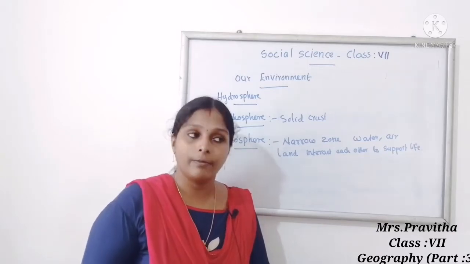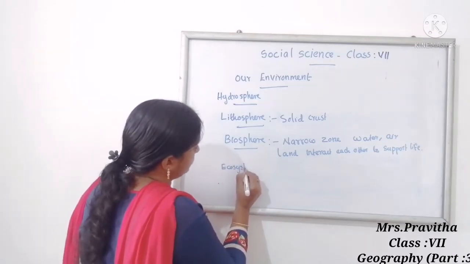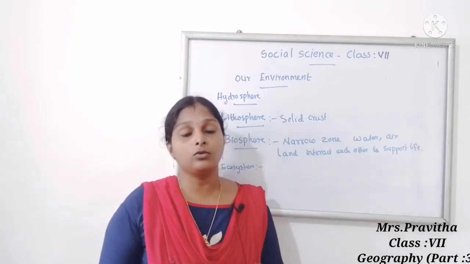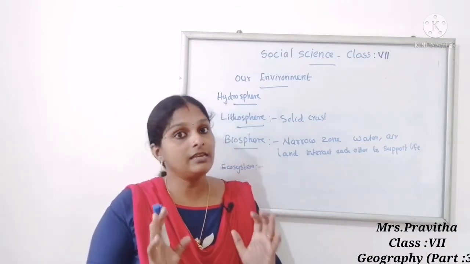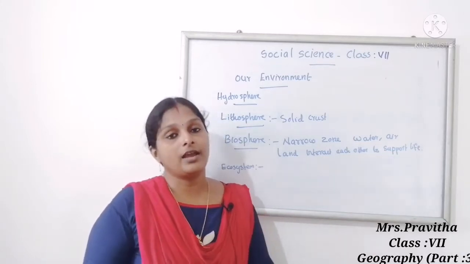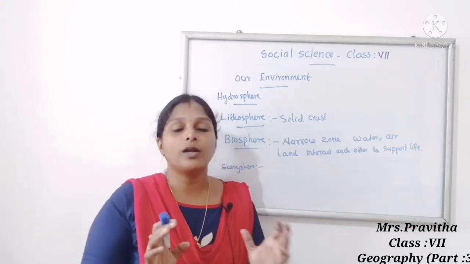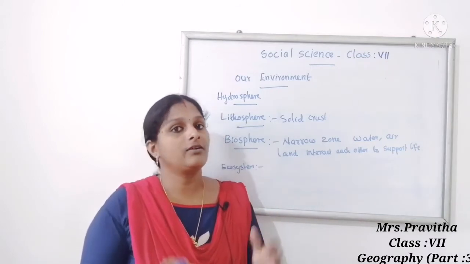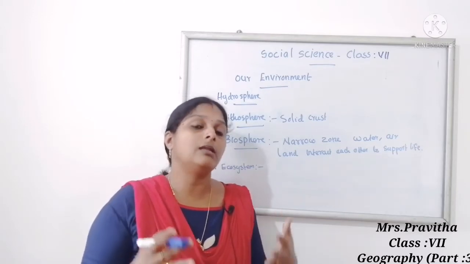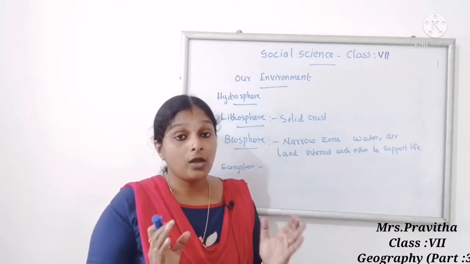So our next topic is ecosystem. What is an ecosystem? An ecosystem includes all the living things in a given area and their interaction with each other and with their physical environment. All living things in our environment that are interacting with or depending on each other and their physical environment, that is known as an ecosystem.